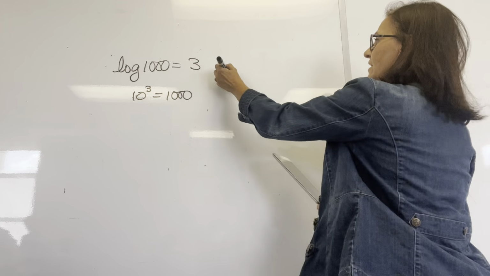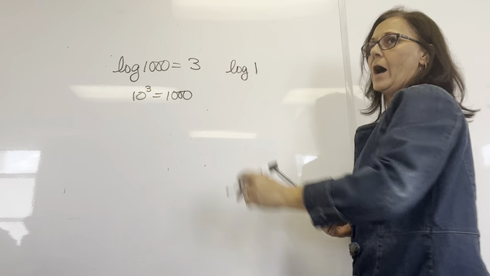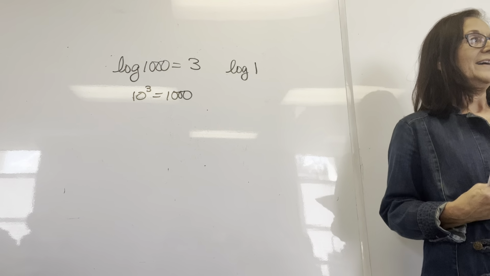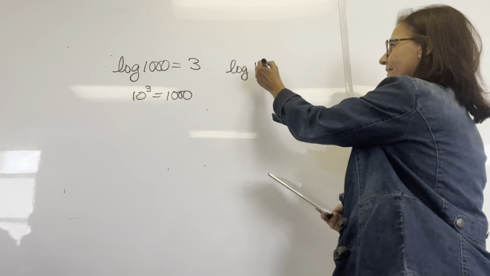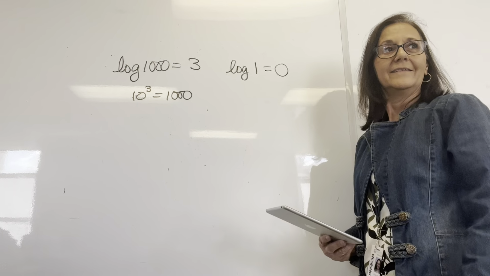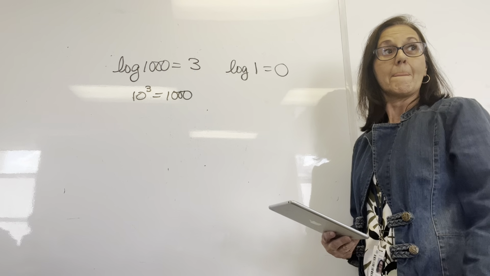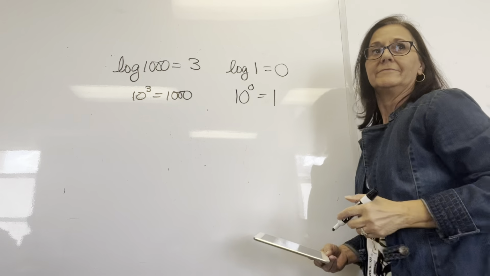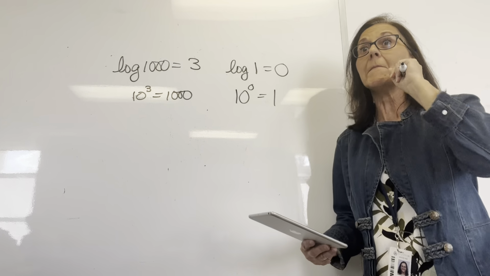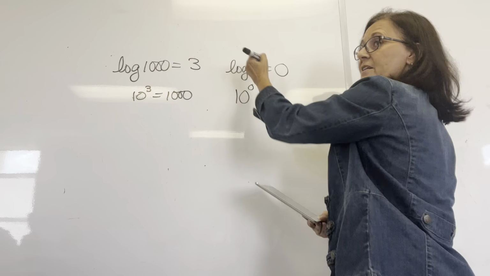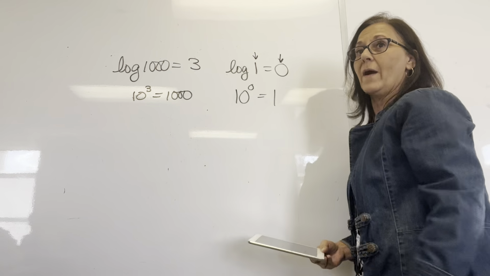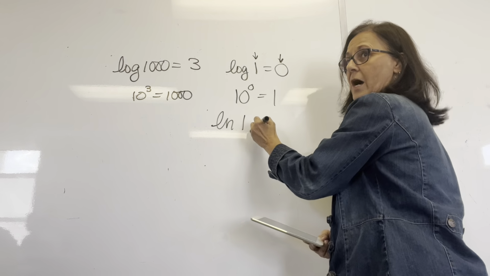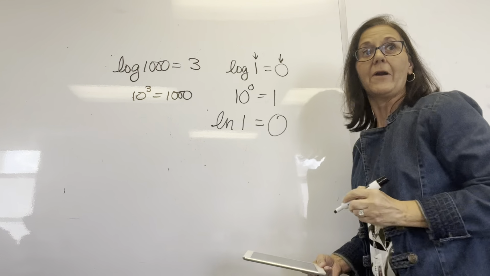All right, what is the log of 1? Why? Because the base is 10 and 10 to the 0 power equals 1. Okay, so memorize this. When your argument is 1, the answer is always 0, 100% of the time. The ln of 1 equals 0.